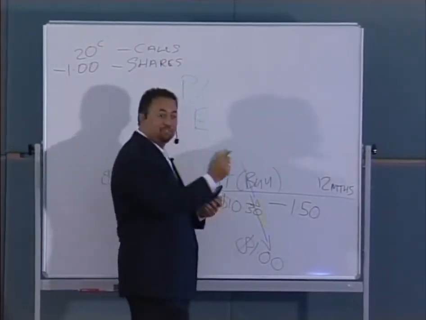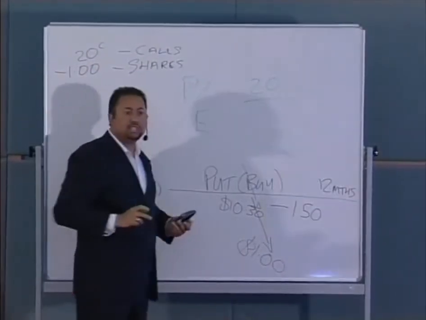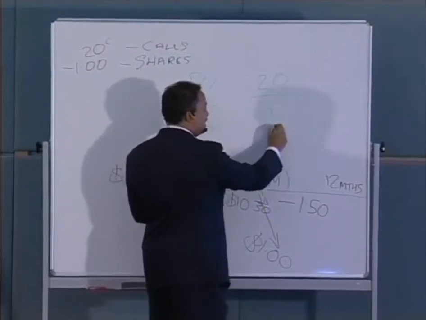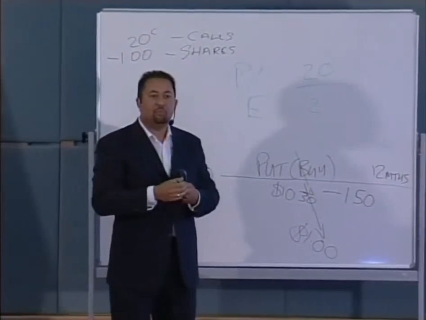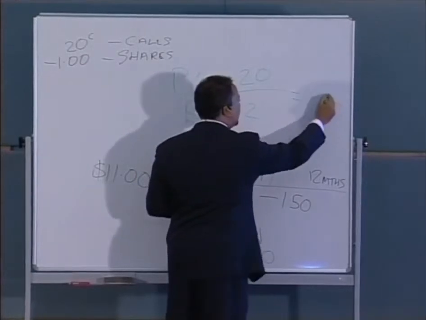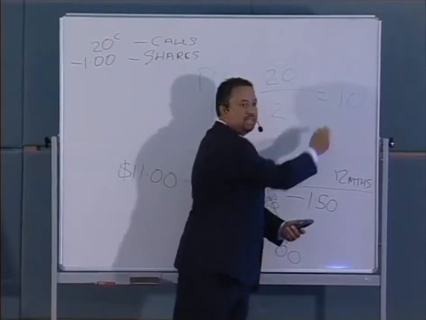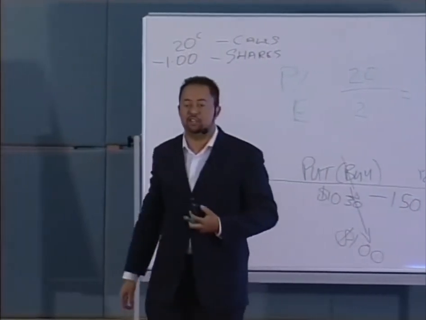Can I use simpler numbers? Let's say it's at $20. And the earnings of this company is $2 per share. Then that would give you a PE ratio of 10. Now, what I'm suggesting is the higher this number is, the worse the deal that you're getting.